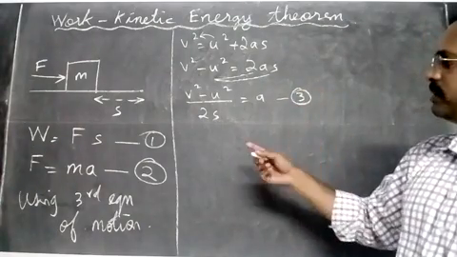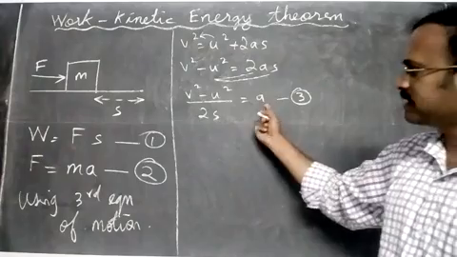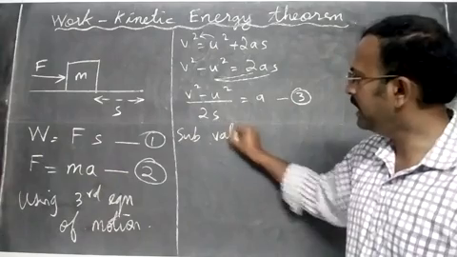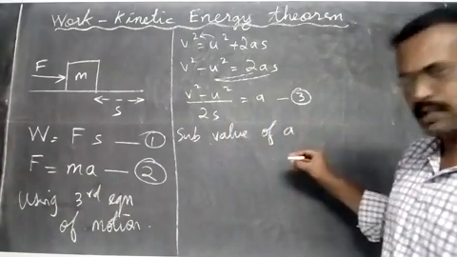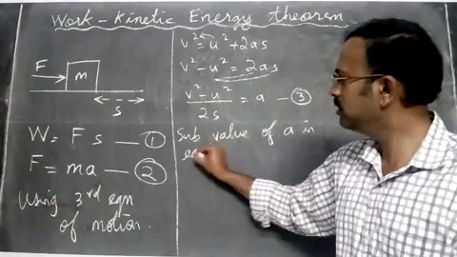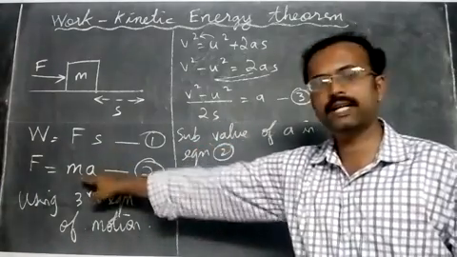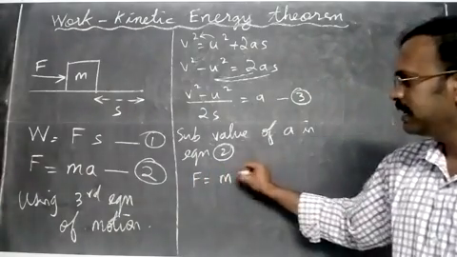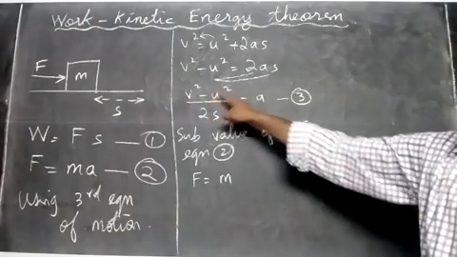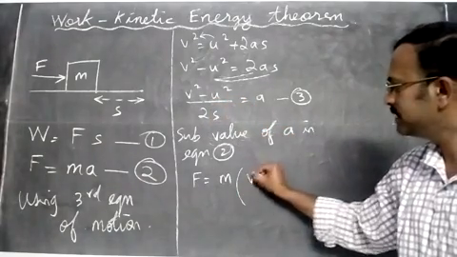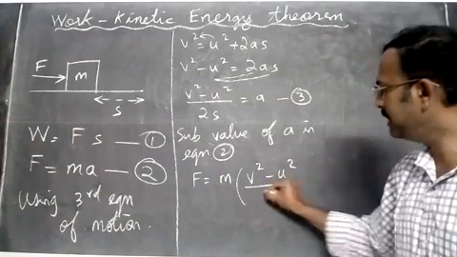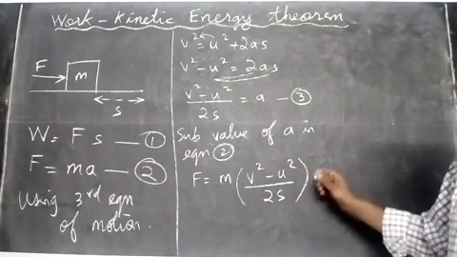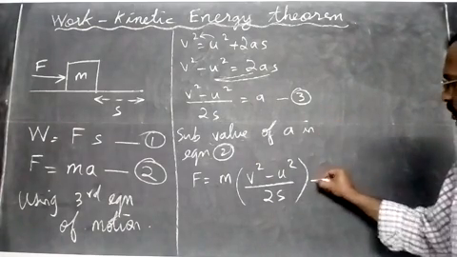Now we take equation 3, the value of acceleration, and substitute it in equation 2. So instead of writing F is equal to ma, you substitute the value of a. So what we get is F is equal to m, mass, into, instead of acceleration, v square minus u square by 2s. Let this equation be equation 4.